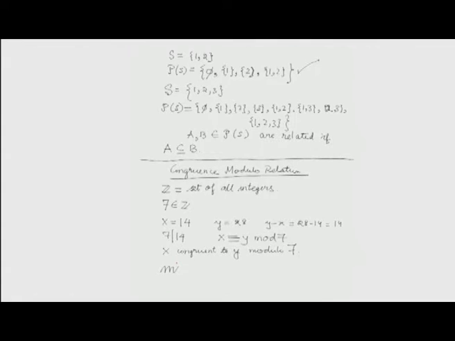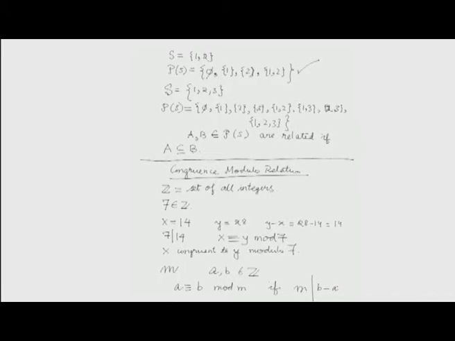Now, we see that there is nothing special about this 7. We can take any integer, any positive integer m, and we define the same thing, that is, we pick up 2 elements a and b belonging to Z, and we say that a is congruent to b mod m if m divides b minus a.